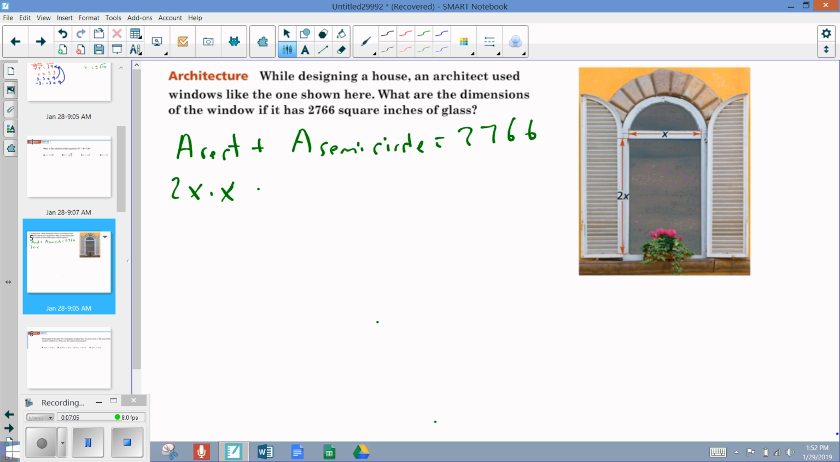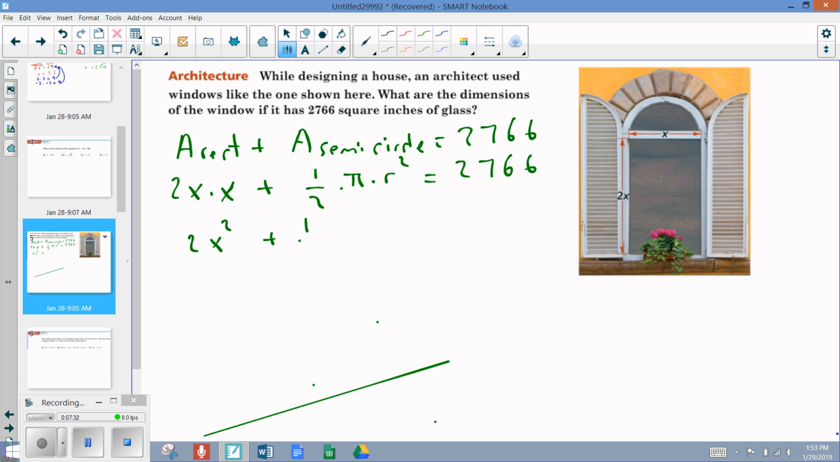What is the length? 2x. What is the width? Good. Plus the area of the circle: pi times radius squared. But it is a semicircle, so what should I do? Divided by 2. Now, x times x equals x squared. So 2x squared plus 1 over 2. Let's say pi is 3 approximately.